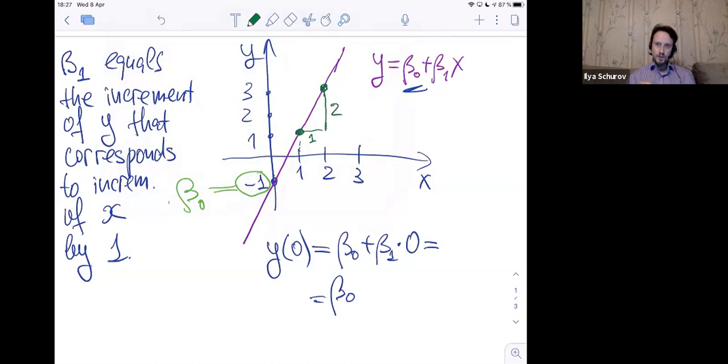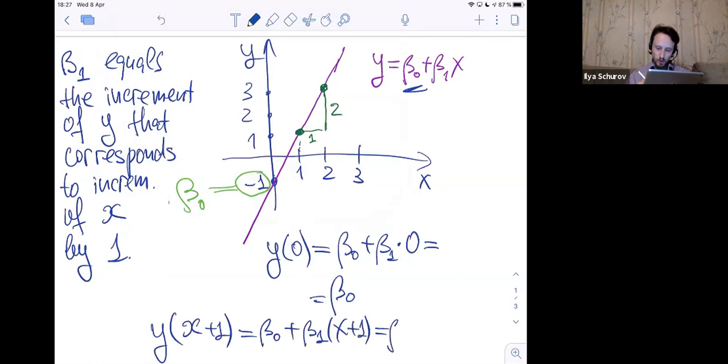Actually, it is very easy to see this just using an equation, because y at point x plus one equals beta naught plus beta one times (x plus one). It equals beta naught plus beta one x plus beta one. And this is y of x. So we see that when I change from x to x plus one, the value of y increases exactly by this beta one. And it doesn't depend on the value of x. So I can start from here, increase x by one, I will increase y by two. I can start here, I increase x by one, I increase y by two, and so on.